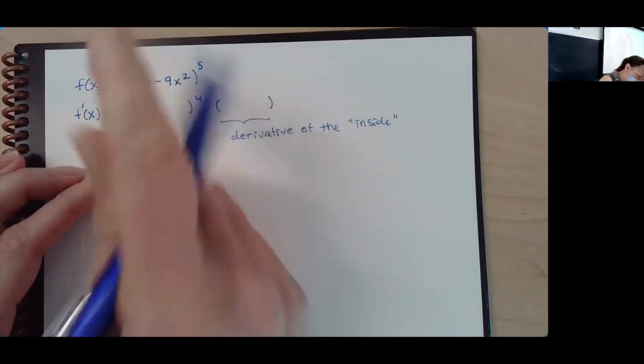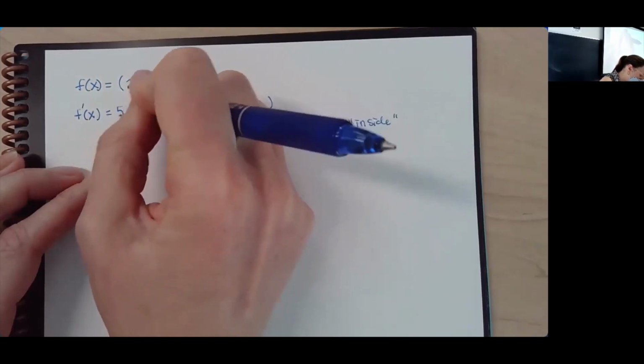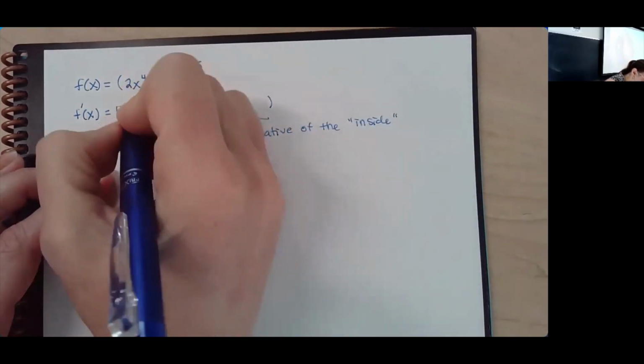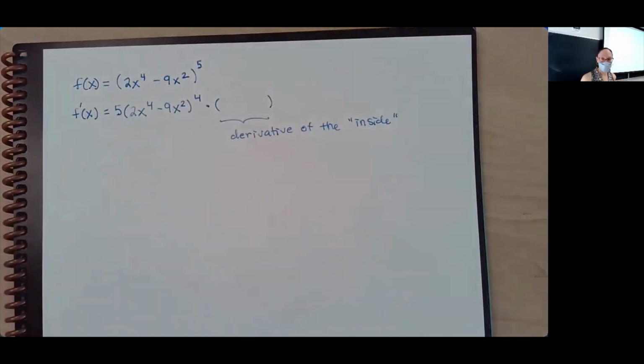So I'll just leave that. I don't know where the 3 came from. I was looking at a 2 and a 4 and my brain wrote a 3. 2x to the 4th minus 9x squared. That part we're leaving alone.